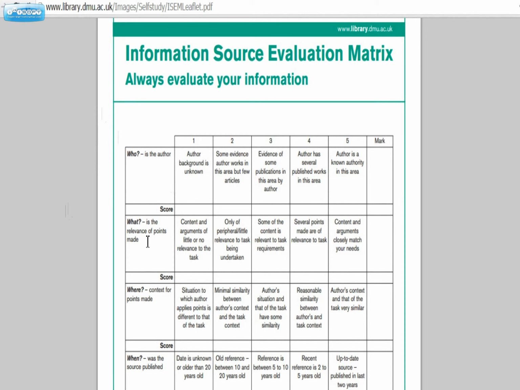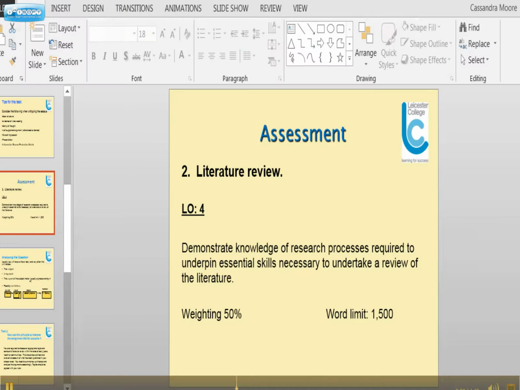You can think about these 2 points here. What is the relevance of the points made, and where is the context for the points made? So think about what the essay title is that's been set, and what the 2 authors are saying, and you can score these from 1 to 5, where 5 is really good and 1 is maybe not so good. So at this point, pause the video, have a read through and make some notes on those 2 essays.